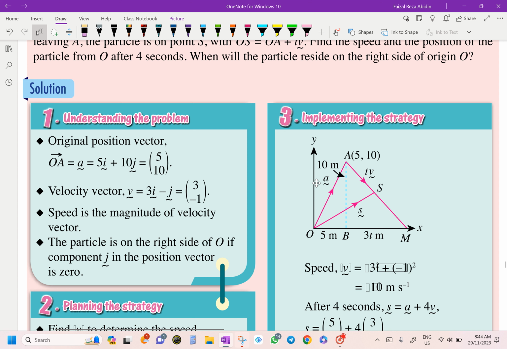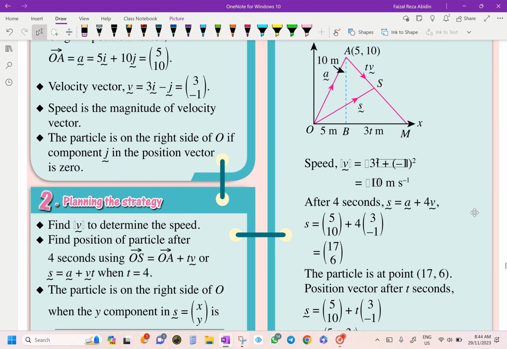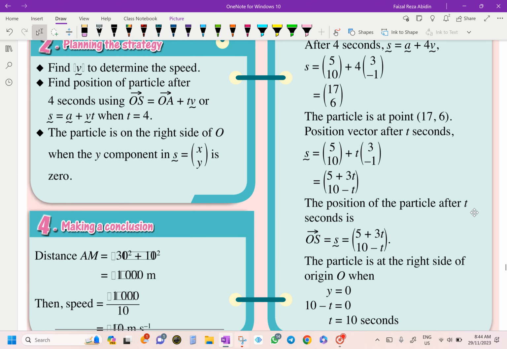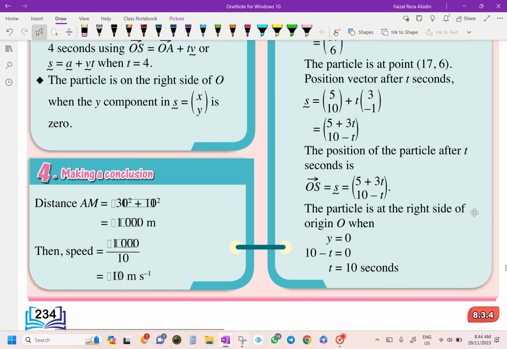3, -1 here means that is going to be for our velocity. It will go to the right 3, down 1. That's going to be the velocity. The particle is on the right side of O if component j in the position vector is 0. So the component here is going to be, to find our distance, 3 square plus 10 square is going to be 1000 meter.